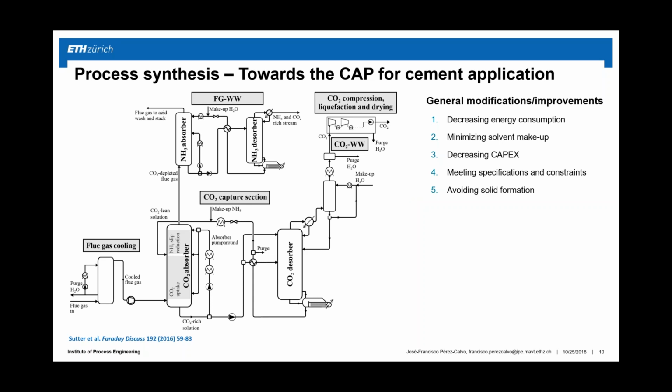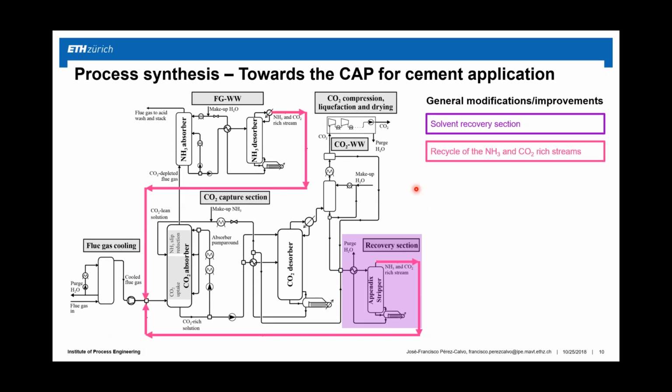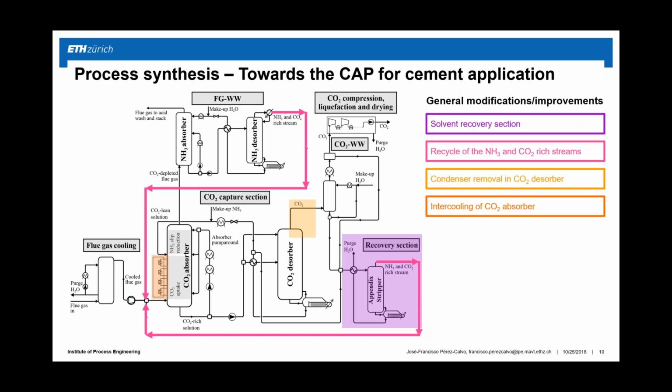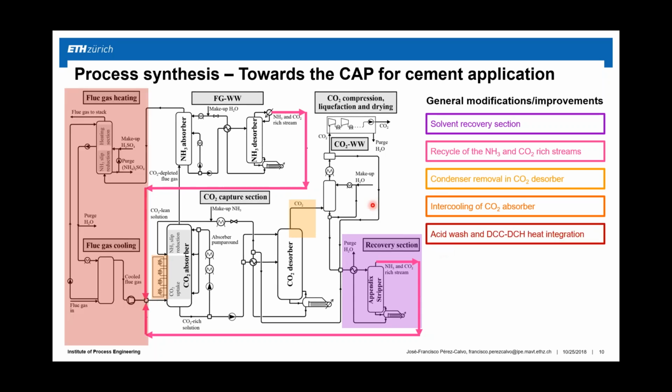These modifications are the solvent recovery section, the recycle of the ammonia and CO2 rich streams to the bottom of the CO2 absorber, the removal of the condenser at the top of the CO2 desorber, the introduction of intercooling stages in the CO2 absorber, the introduction of an acid wash after the ammonia absorber in order to decrease the ammonia concentration in the CO2 depleted flue gas from 200 ppm, leaving the ammonia absorber, to values below 10 ppm at the stack, and the introduction of a direct contact heater, which is integrated for heat exchange with the direct contact cooler of the flue gas in order to reach temperatures of the flue gas at the stack around 45 degrees Celsius and above.